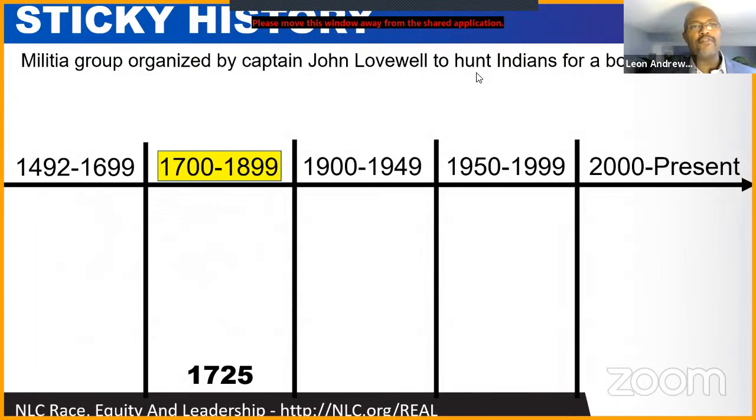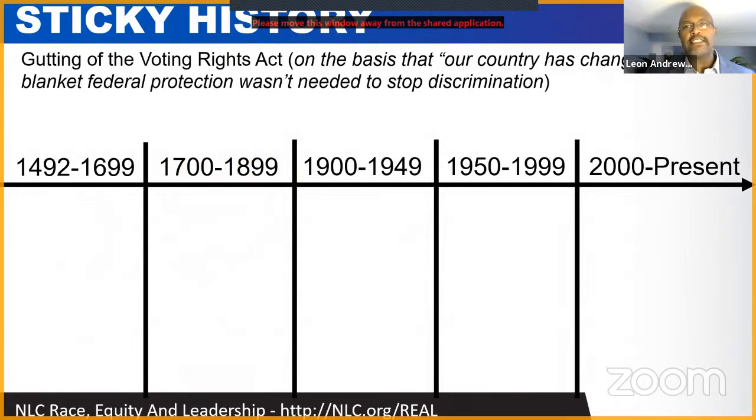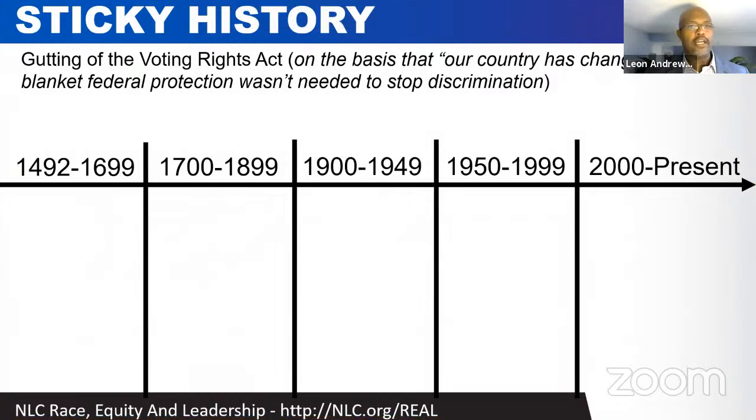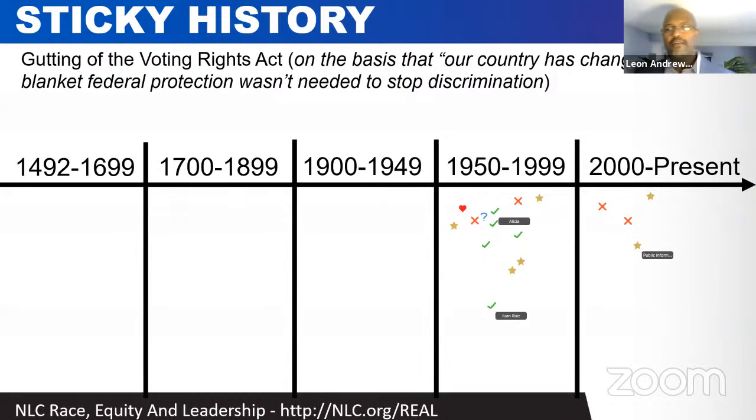This one was the gutting of the Voting Rights Act on the basis that our country has changed and that blanket federal protection wasn't needed to stop discrimination. So when did the gutting of the Voting Rights Act happen? The gutting of the Voting Rights Act, on the basis that our country has changed.